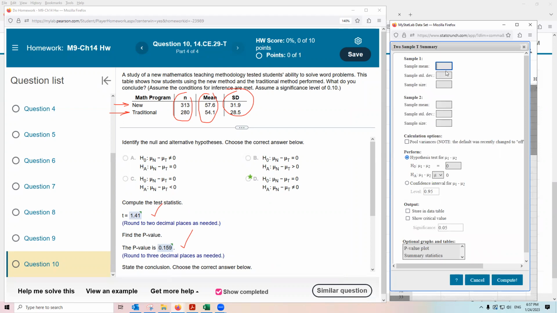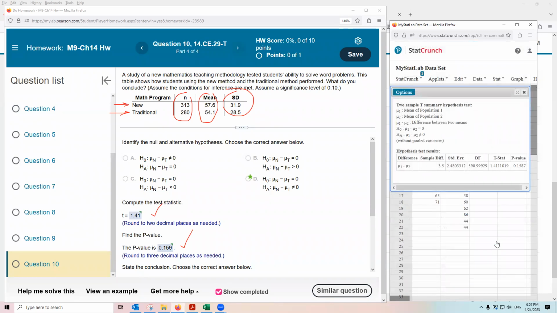And so now it's going to ask me about sample 1. Well, the mean is 57.6. The standard deviation is 31.9. And the sample size is 313. I'm getting this data right off the table. For the traditional method, the mean is 54.1. The standard deviation is 28.5. And the sample size is 280. Again, this is right off the table. All right, I'm going to come down here and click Compute. And the test statistic is given here in the table. So it's 1.41. And the p-value is here, 0.159.